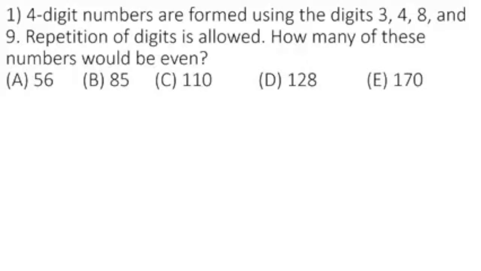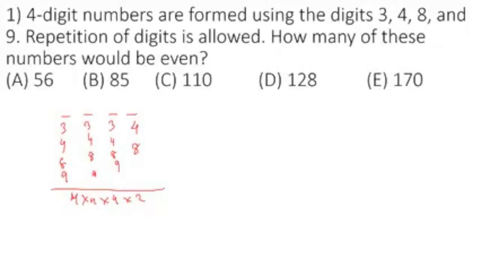So what should the answer be? Here we have 3, 4, 8, 9. To get an even number, the last digit should be 4 or 8. Here the remaining is 3, 4, 8, 9. Here also 3, 4, 8, 9. Here also 3, 4, 8, 9. So what is the final answer here? 4 into 4 into 4 into 2, which will be 128 ways.